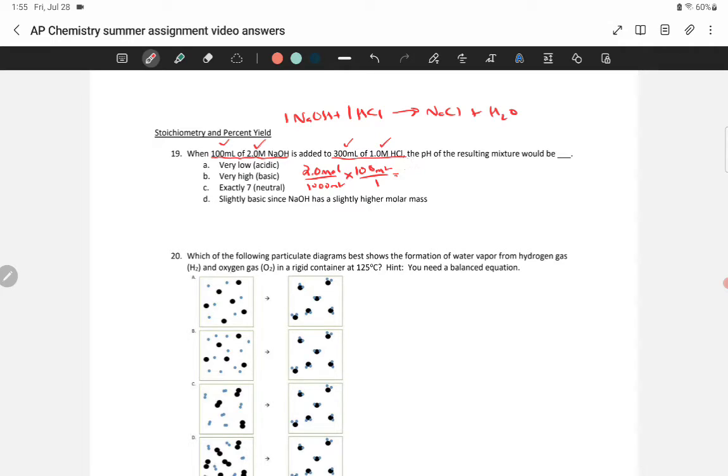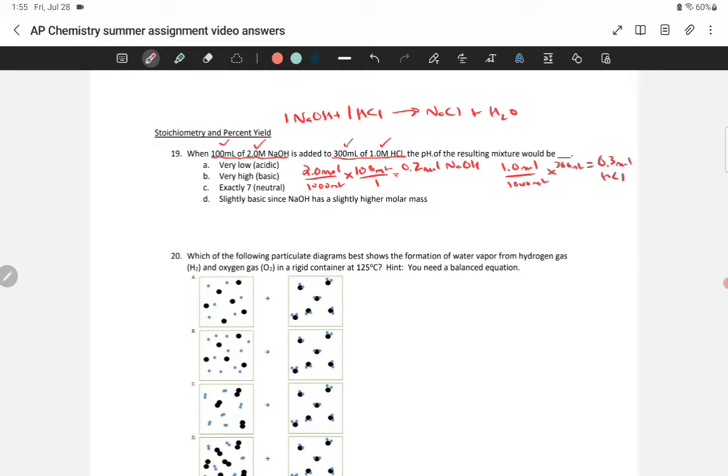Let me rewrite that. Moles of sodium hydroxide. Doing the same work for the hydrochloric acid, 1 molar and 300 milliliters. That's going to give us 0.3 moles of HCl.